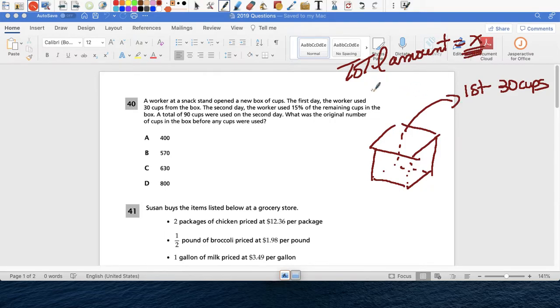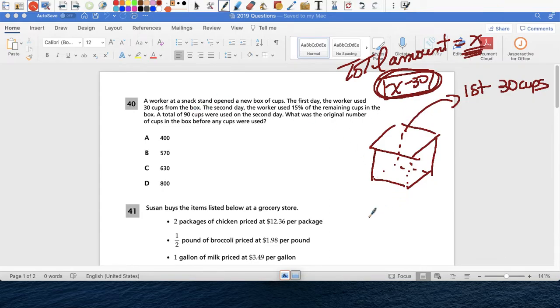Okay, so if you take 30 cups out, you now have X, the total amount, minus 30, right? So keep that in mind. Now, in the second day, he took 15% of whatever was left over. So he took 15% of the original amount minus the 30 that he took the first day. And that equals 90 cups.